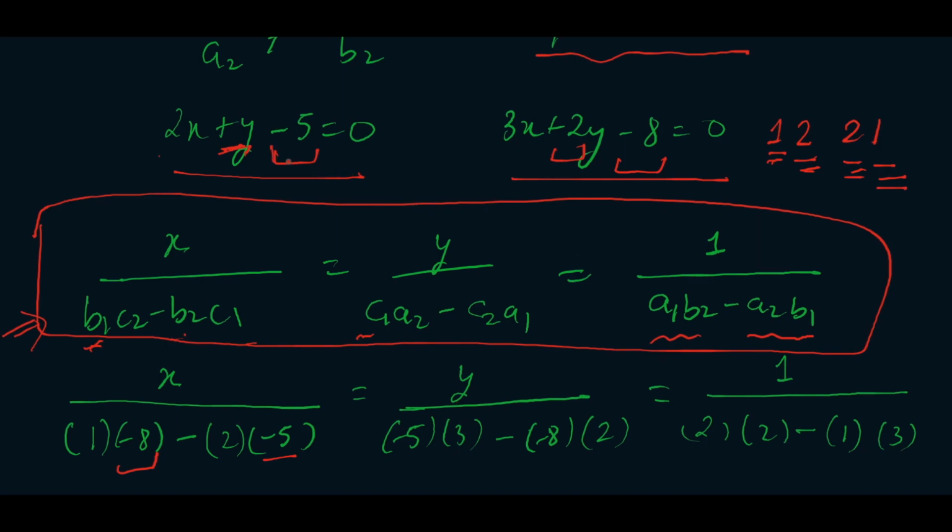Our c1 is minus 5 and a2 is 3. So minus 5 multiplied by 3 minus c2 a1. So c2 is minus 8 and a1 is 2. It is minus 8 multiplied by 2. Similarly, you can write a1 b2 minus a2 b1. Now you need to solve this part.